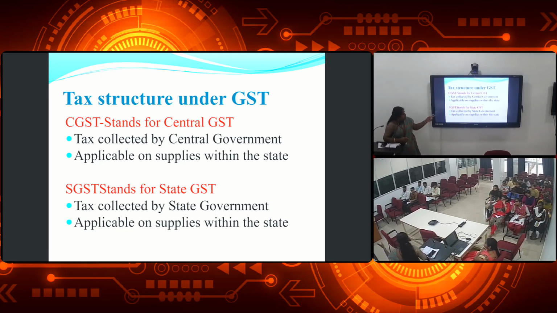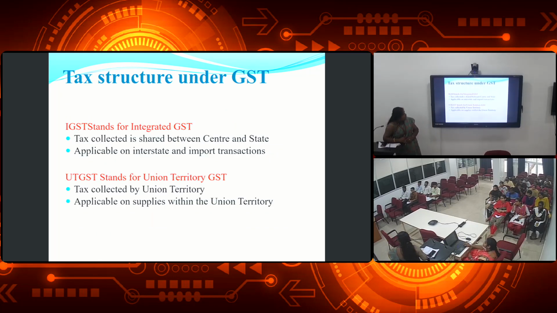In the same way, there is SGST. In SGST the tax is collected by the state government, and it applies to the supply of goods and services which happens within our own state. Okay, so next slide. Next it is called IGST. IGST, which we already know, is the integrated GST.